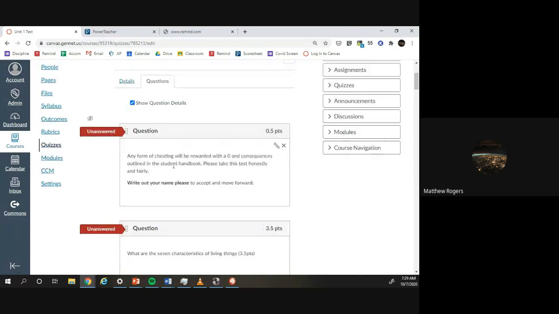The bio test even says in the beginning, any form of cheating will get a 0. Please take the test fairly. In AP Bio, we talked a lot before the test about how I'd rather have you show me what you don't know than show me what Google knows. And so it was quite disappointing. So I want to go through how I know.